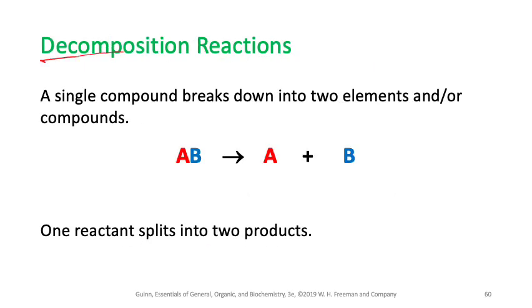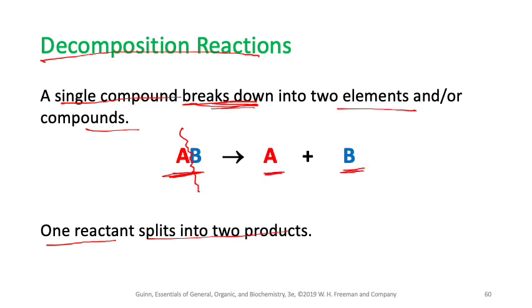Let's talk about the second type of reaction, decomposition reaction. As the name is again already telling you about this type of reaction, decomposition means a single compound decomposes or breaks down into 2 or more elements or compounds, right? Basically one reactant splits into 2 or more products. For example, this is a random element or compound AB. When you split it, it's going to split into A and B. So this is a decomposition reaction. We're going to take some examples on the next slide.